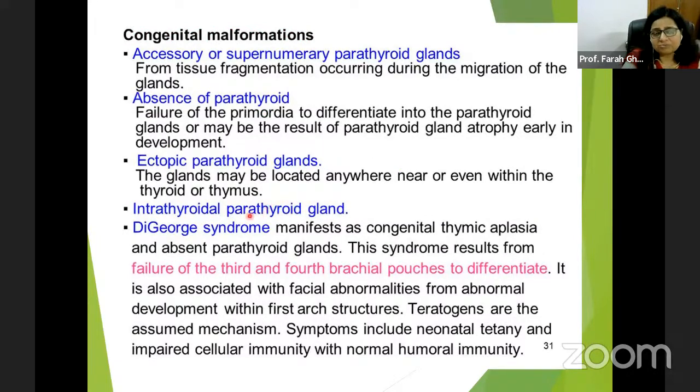Congenital malformations में एक्सेसरी पैराथायरॉयड टिश्यू भी हो सकता है, एब्सेंस भी हो सकता है, एक्टोपिक भी हो सकते हैं. इंट्राथायरॉयडल से मतलब है कि थायराइड के सब्सटेंस के अंदर भी पैराथायरॉयड हो सकता है, और डाइजॉर्ज सिंड्रोम भी हो सकता है. दैट इज कंजेनाइटल थाइमिक एप्लेजिया एंड एब्सेंट पैराथायरॉइड्स. क्यों होगा? देखिए यहाँ पे थायराइड भी एब्सेंट है, पैराथायरॉइड भी एब्सेंट है. इसका मतलब है कि 3rd और 4th पाउच जो है वो डेवलप नहीं हुए हैं, जिसकी वजह से ये फॉर्मेशन नहीं होता. ठीक है, तो सिम्टम्स जो हैं वो नियोनेटल टेटनी एंड इम्पेयर्ड सेलुलर एंड ह्यूमोरल इम्यूनिटी.